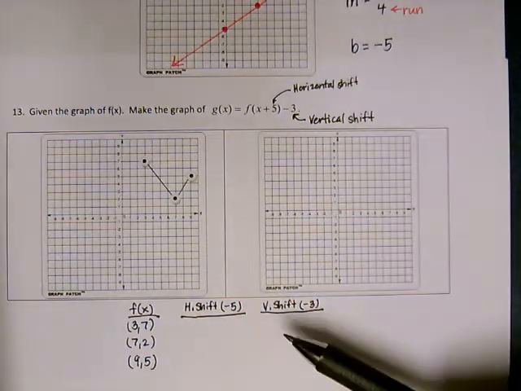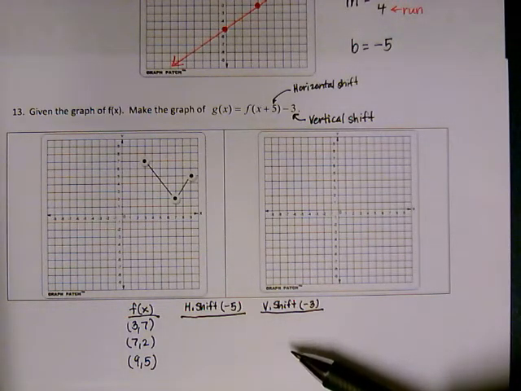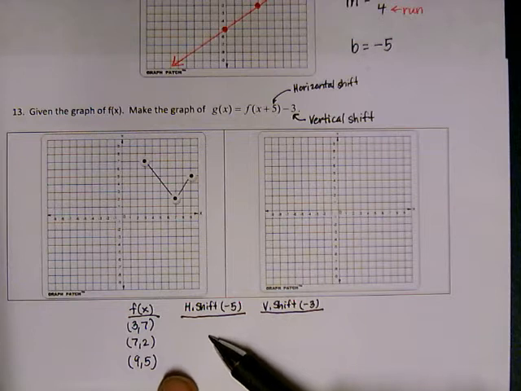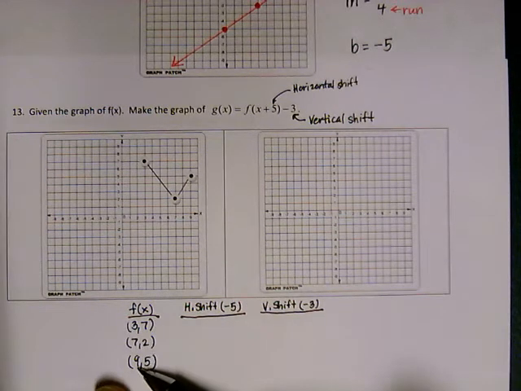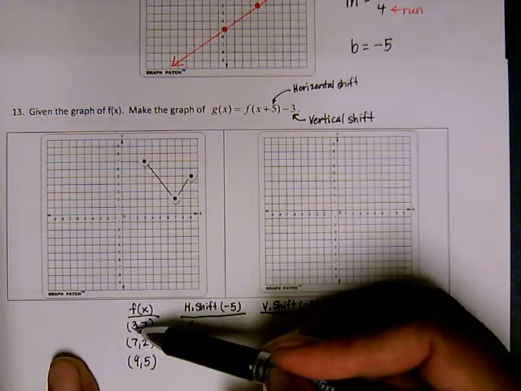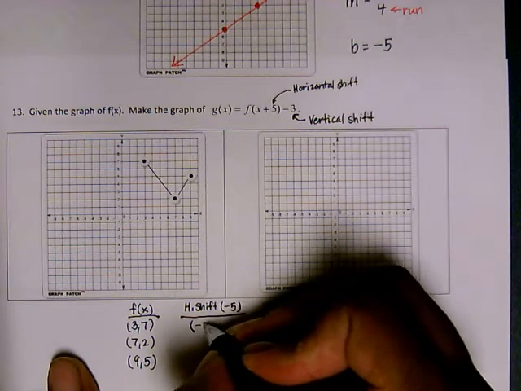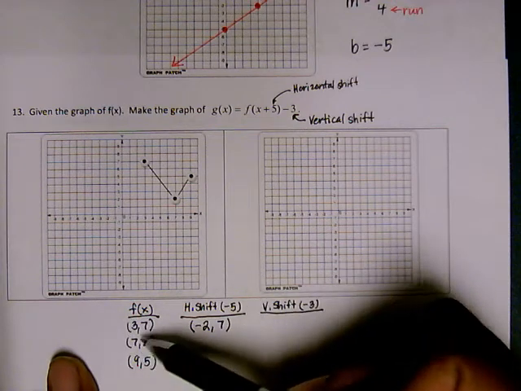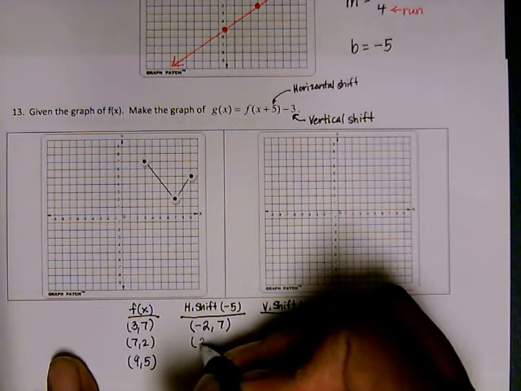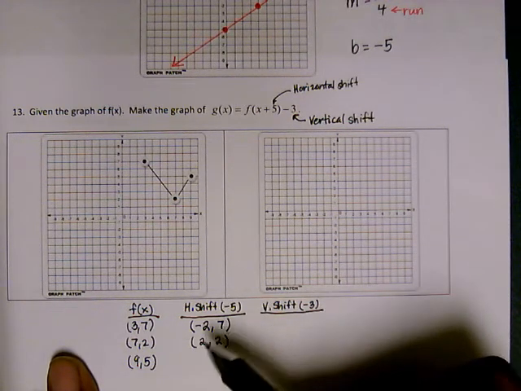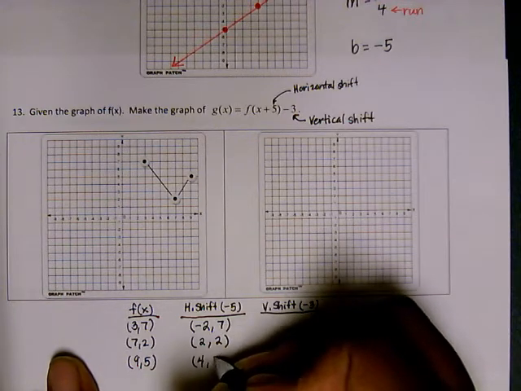Subtract 3 from each y-coordinate. Whatever I get in this last column represents the ordered pairs for g of x, which I will plot on the coordinate grid. So what would the ordered pairs be after doing the horizontal shift? Let's subtract 5 from each individual x-coordinate here. For 3, 7, if I do 3 minus 5, that's -2. Then I'm going to bring over the 7. For the second point, 7, 2, if I do 7 minus 5, that would be 2. Then bring over the 2. And for 9, 5, 9 minus 5 will be 4. And bring over the 5.